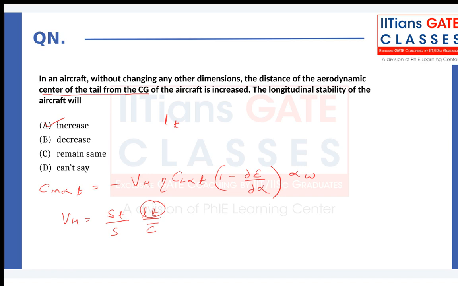With the increase in LT, this VH increases. So the entire term becomes more negative. The slope becomes more negative. So the aircraft is more stable. All right. Next question.